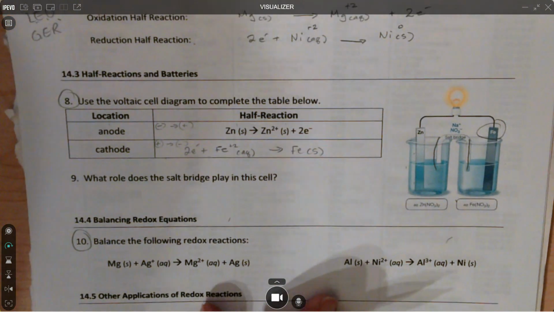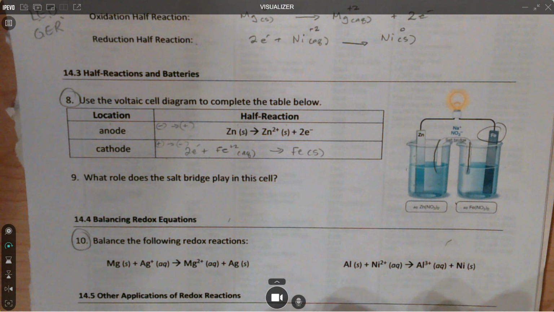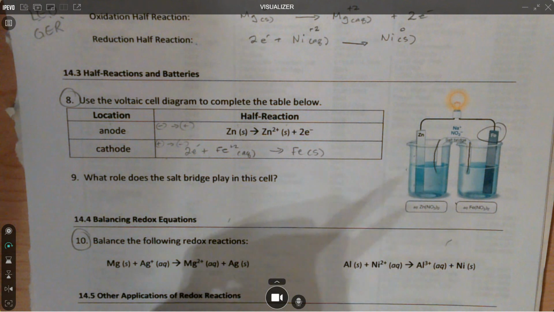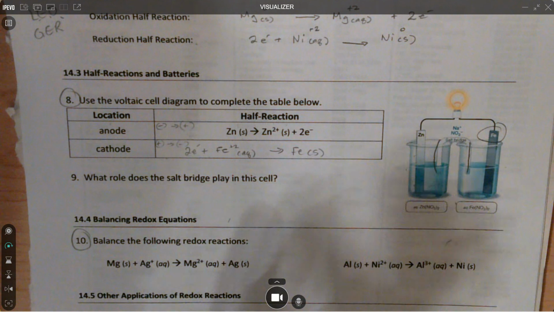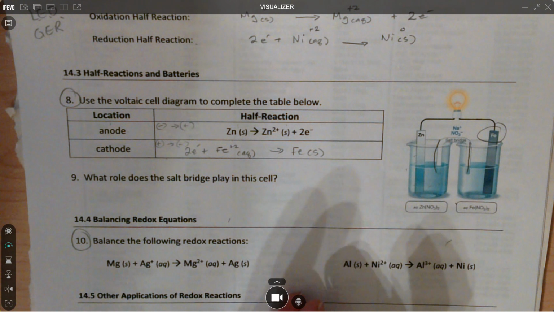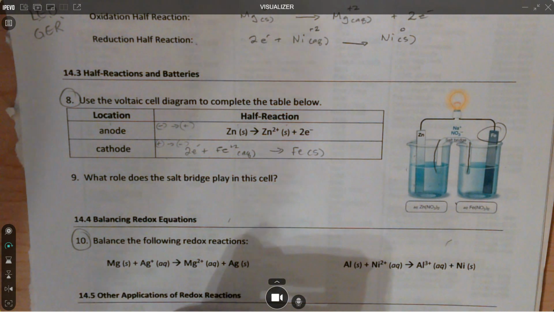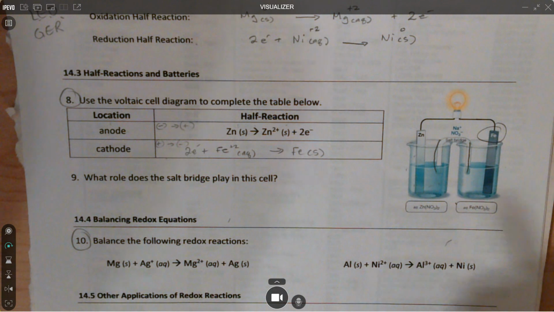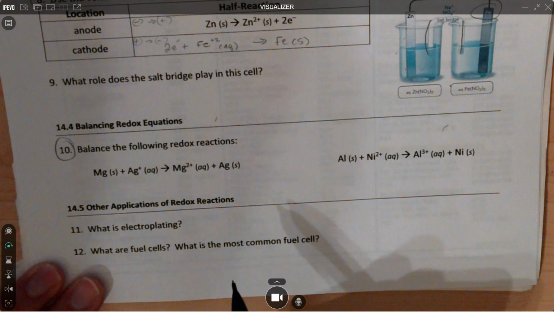All right, what role does the salt bridge play in this cell, you guys? So basically what it does, it maintains a neutral charge inside of the beakers. So where your ions are migrating towards the cathode part, and they're balancing out that extra negative charge. While the NO3s, the nitrates, are migrating towards the anodes to balance out the extra positive charge inside of the anode section, right? That's about it, is that it balances out the charge.